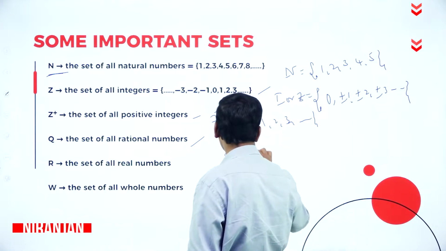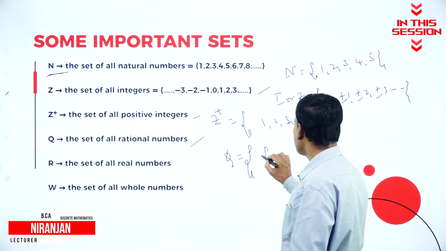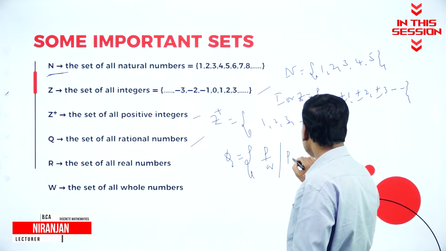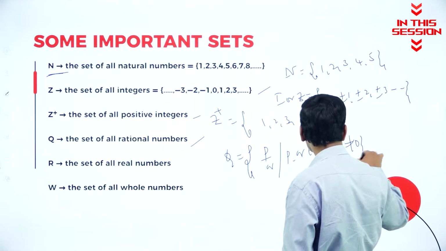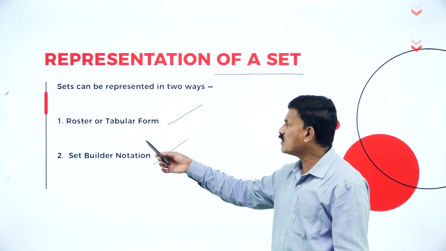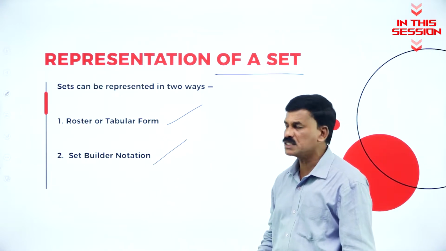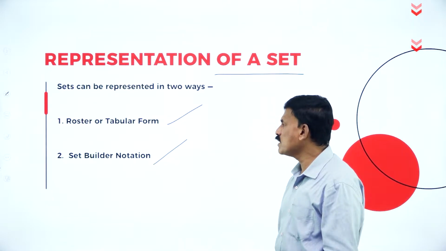Q is the set of all rational numbers, which is nothing but Q is equal to p by q, such that p and q belong to the integers and q is not equal to 0. A set can be represented by two methods: one is called the tabular method, or it is also called the roster method, and the second one is called the set builder method.